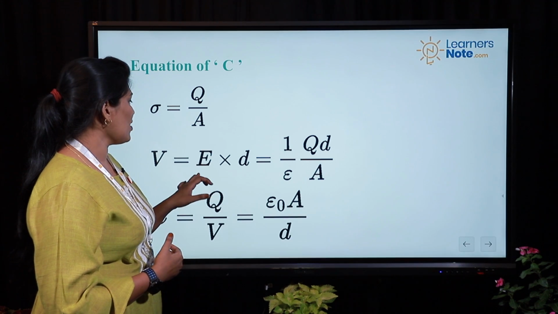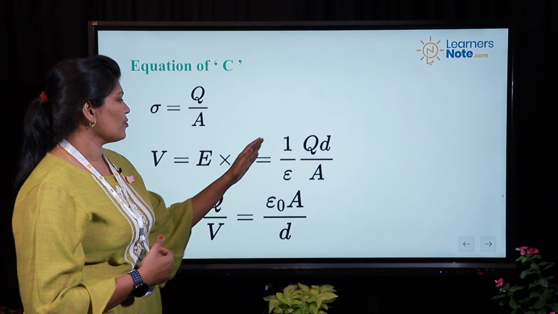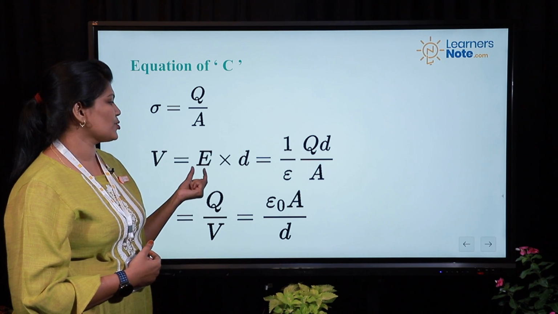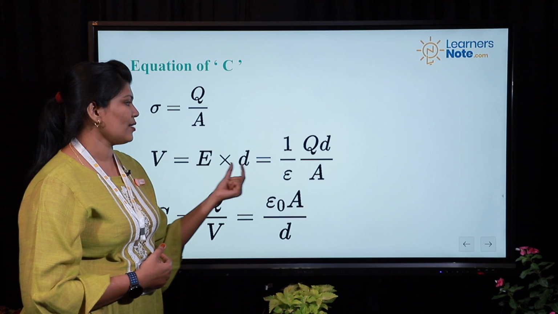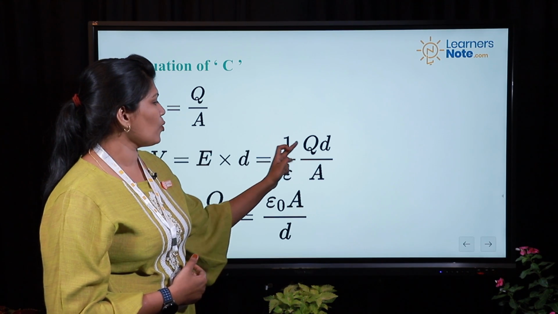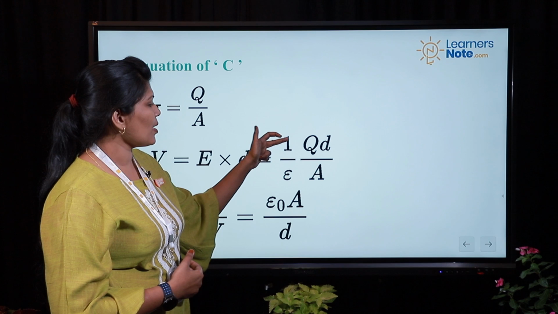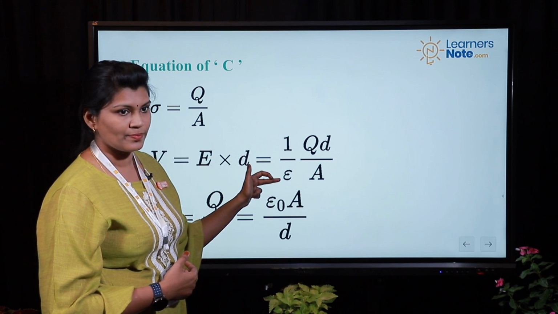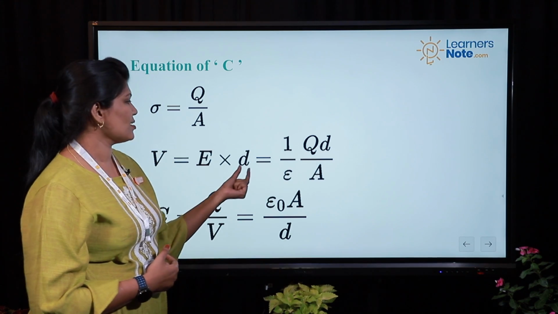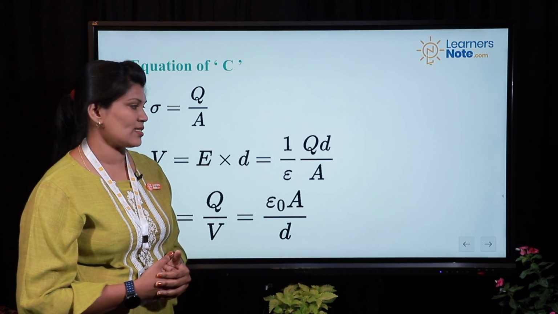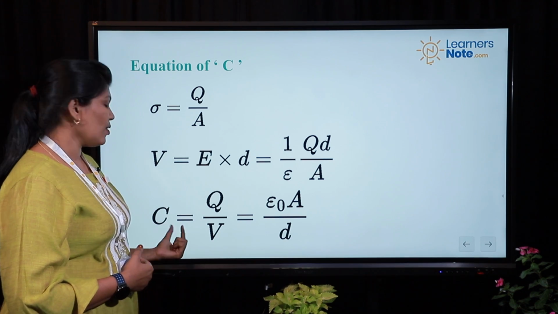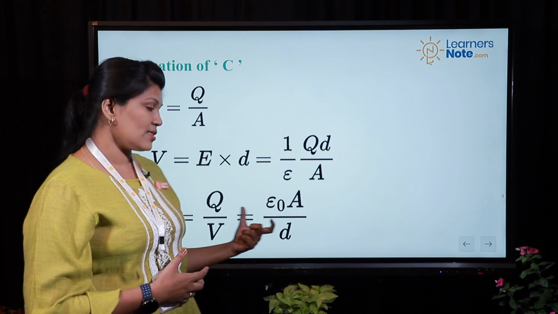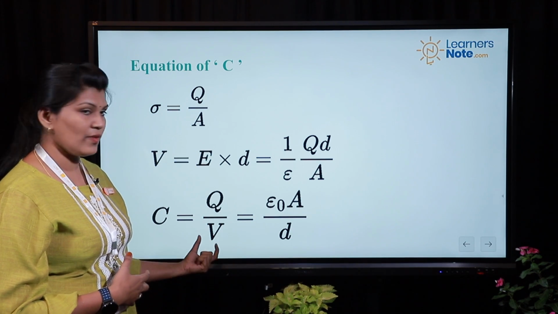Substituting the values of E and d, in place of E we substitute sigma by epsilon 0, and we replace sigma by Q by A. So sigma by epsilon 0 is replaced by Q by A epsilon 0, multiplied by d, the distance between these two plates. Then we have another expression for the capacitance of a capacitor, C is equal to Q by V.